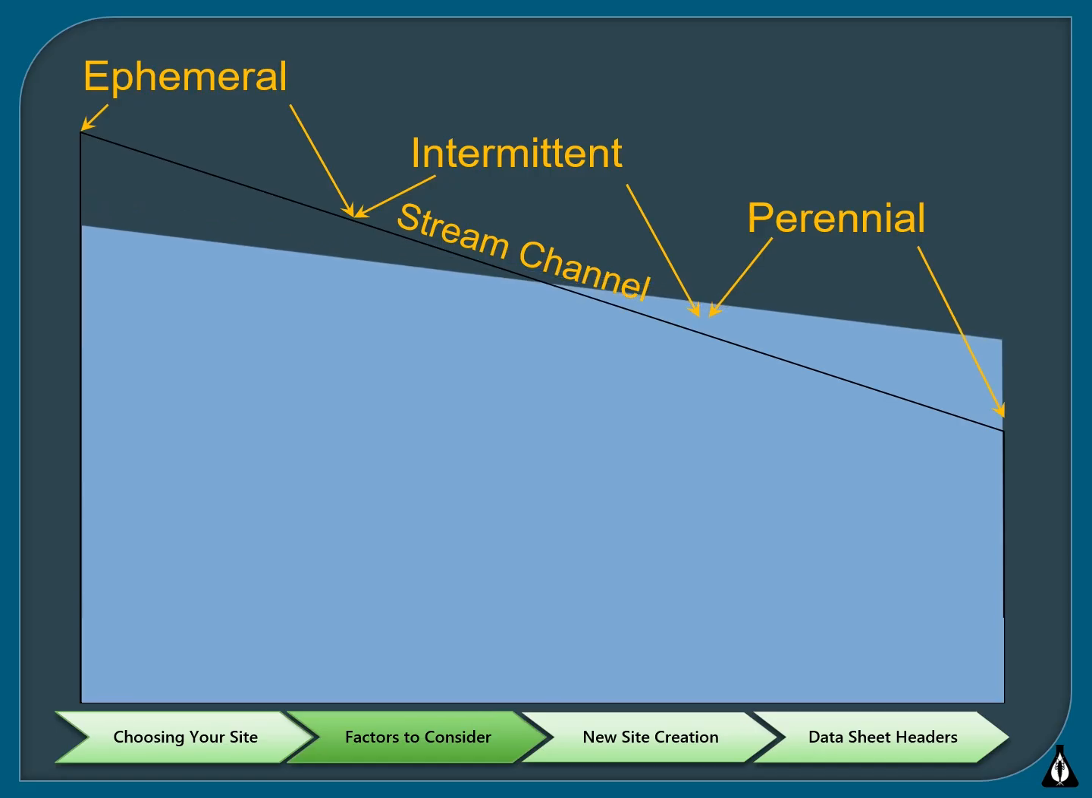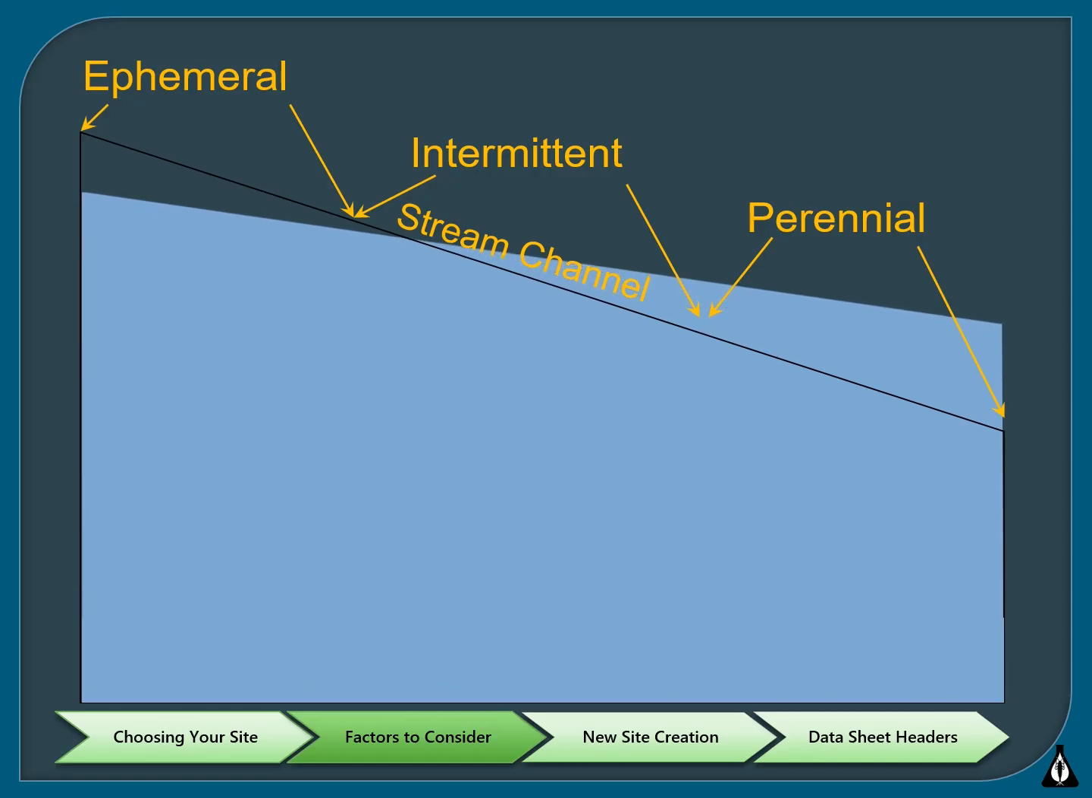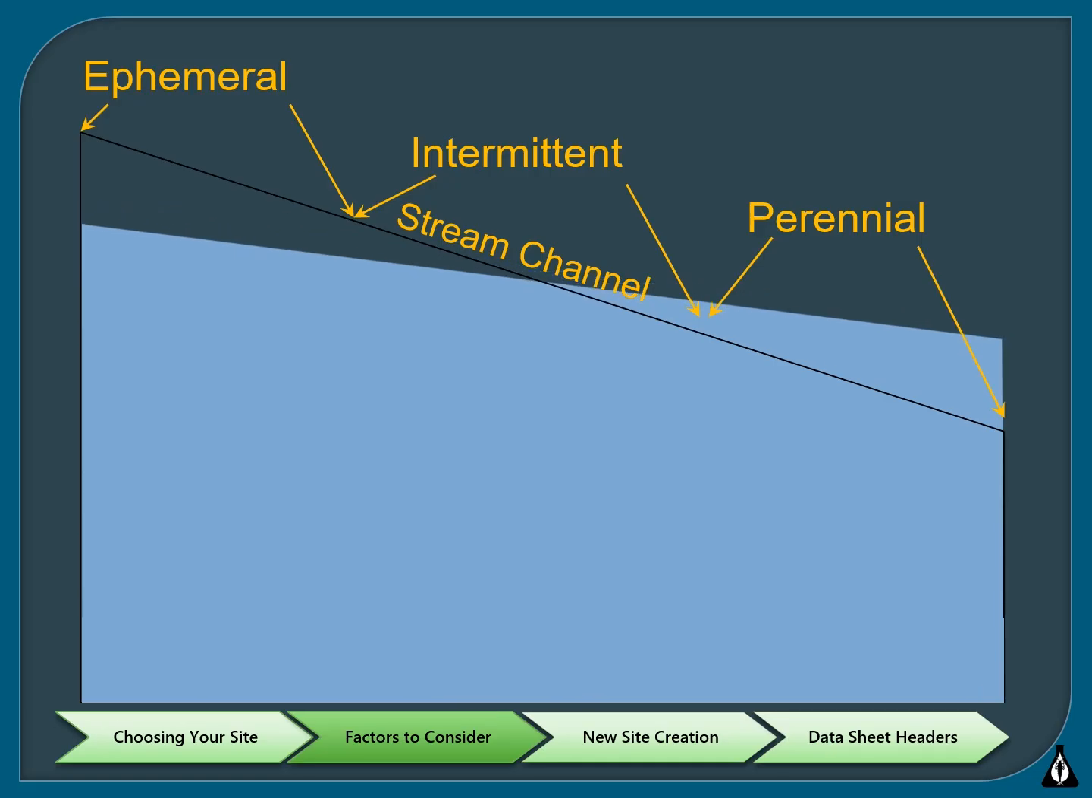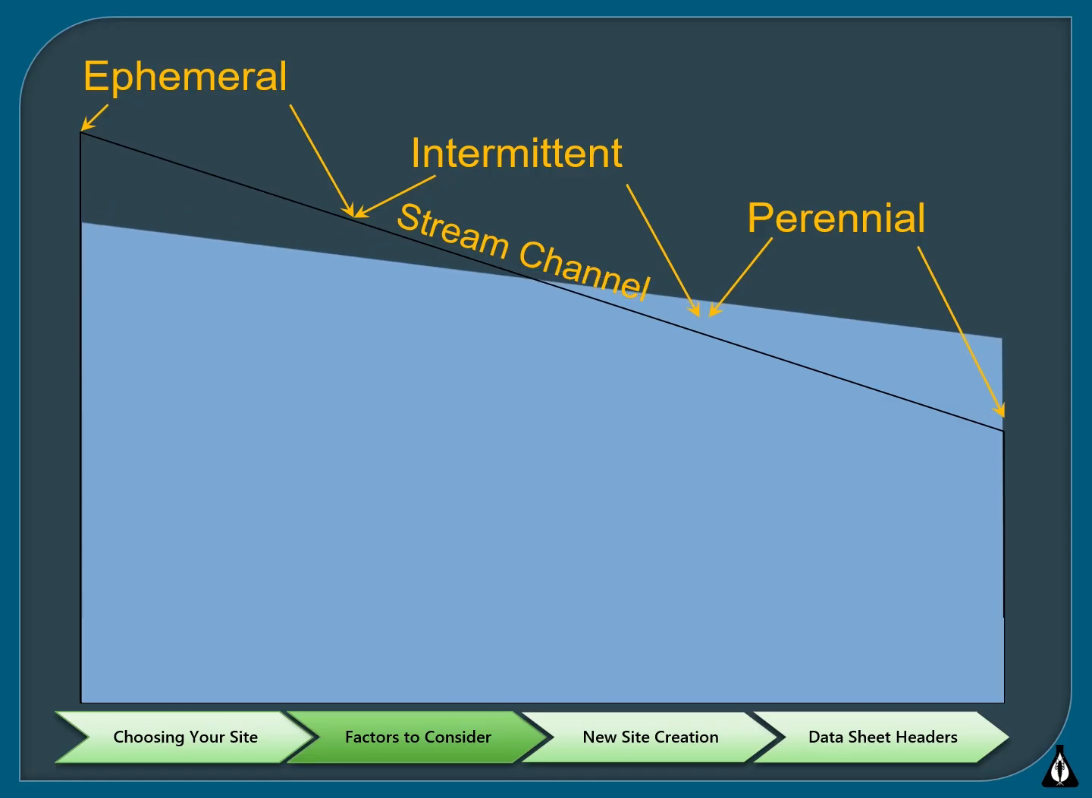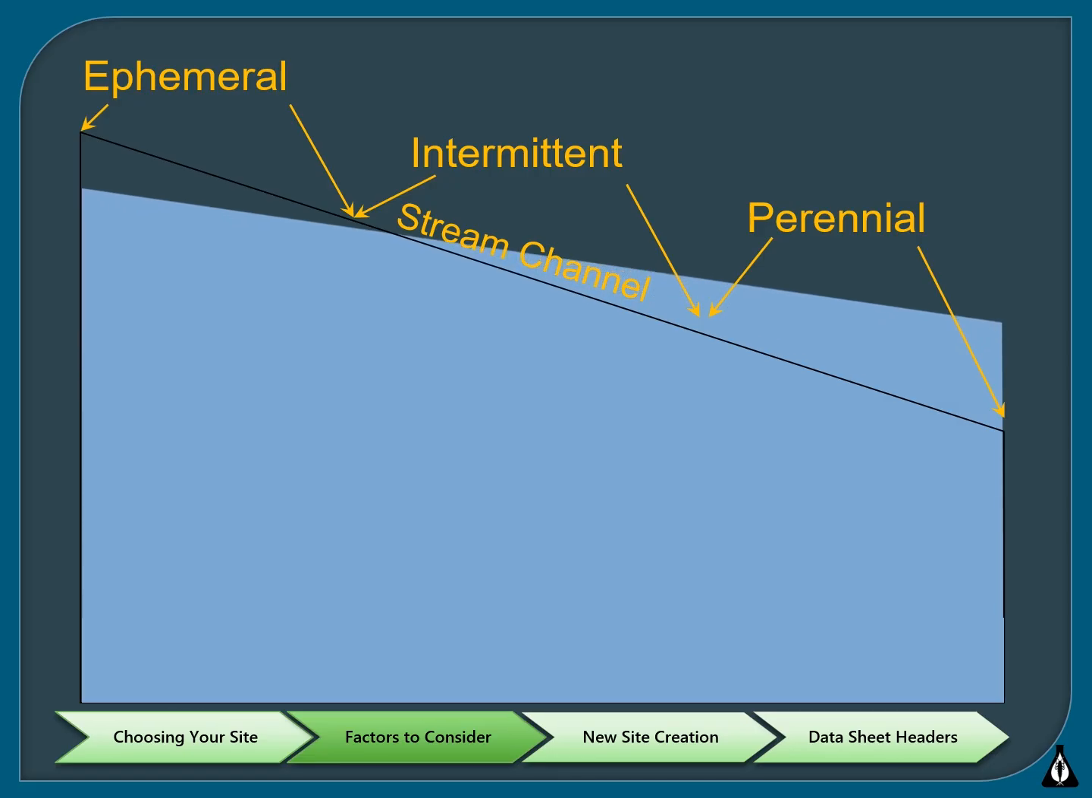Intermittent streams will have pools throughout the year because it is partially embedded. Its stream channel is partially embedded within the groundwater table, and perennial streams will have constant flow throughout the year.